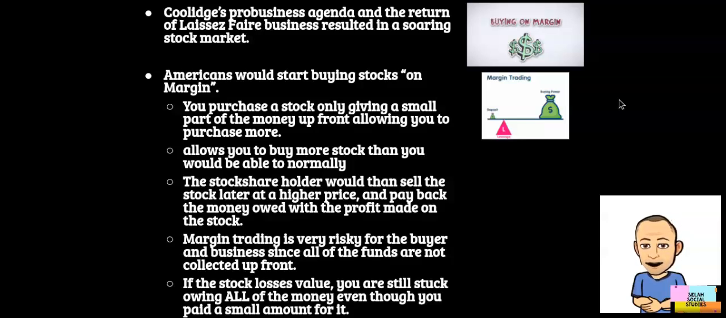And once the price of the stock rose significantly enough, the stockholder would sell the stock, repay the remainder of the value owed on the original purchase, and pocket the leftovers. And buying on margin was very risky for the buyer and the business because all of the funds were not collected up front, leading to a possibility of very large losses. In this case, the stockholder would be responsible for the whole price of the stock and be in debt to the stock market, which is never a good thing.